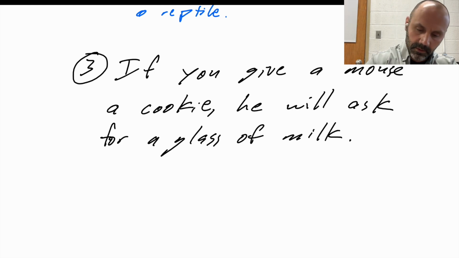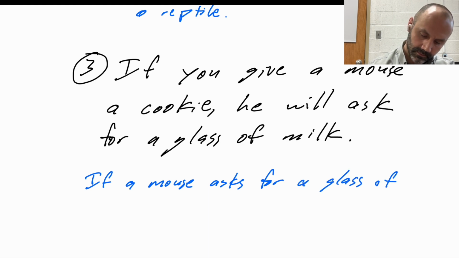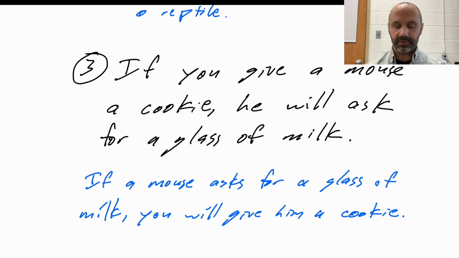Either way, the converse would be this: if a mouse asks for a glass of milk, you will give him a cookie. The hypothesis, the beginning part, that is false. A mouse cannot ask for a glass of milk. And so the overall truth value of the statement is true because the hypothesis is false.